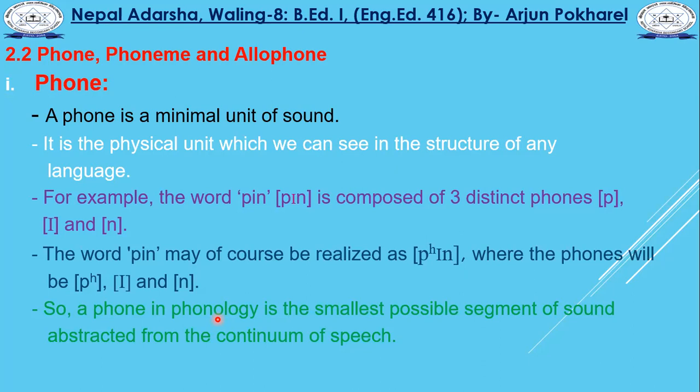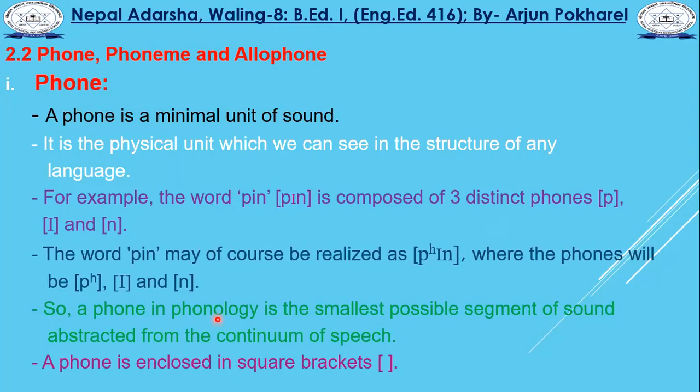So phone is the smallest perceptible discrete segment of sound in a stream of speech. Okay, in a continuum of speech, in a stream of speech, in a fluency of speech, if you can take out one sound segment, that perceptible discrete segment of sound becomes what? Becomes a phone. Okay, in this way, we do about phone. That's why a phone is enclosed, as we told before, in square brackets. Okay, you have to use square brackets to enclose the phones. Okay, phones. Okay, clear?